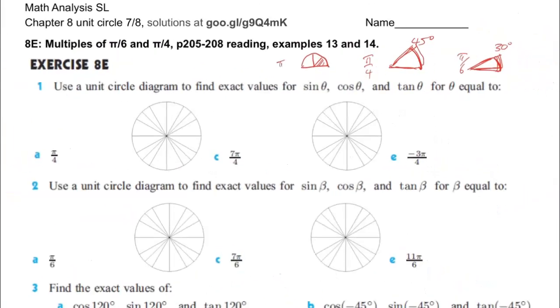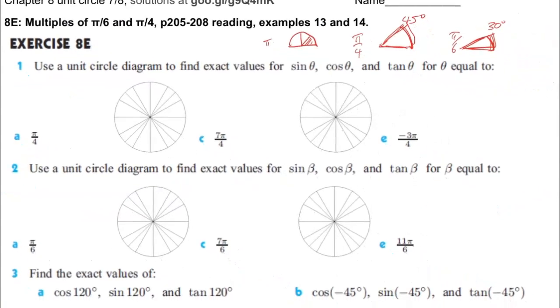Use a unit circle diagram to find exact values for sine theta, cosine theta, and tangent theta for theta equals pi over 4. So remember, pi over 4 is 45 degrees. So I'm going to draw a 45-degree right triangle here using the help of this unit circle template. I am going to write down the sine theta, cosine theta, and tangent values, okay, for this angle.